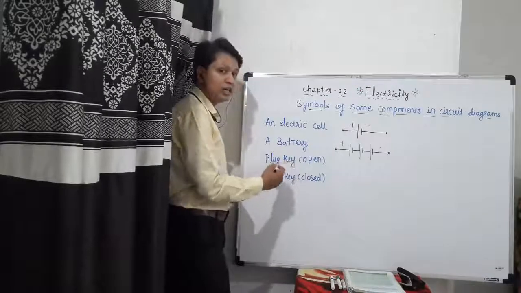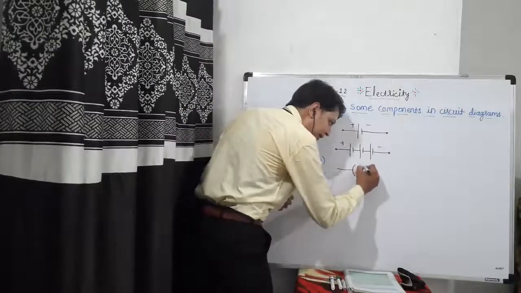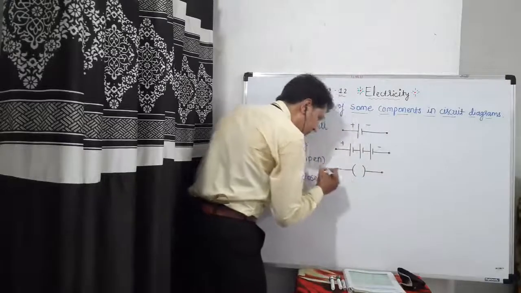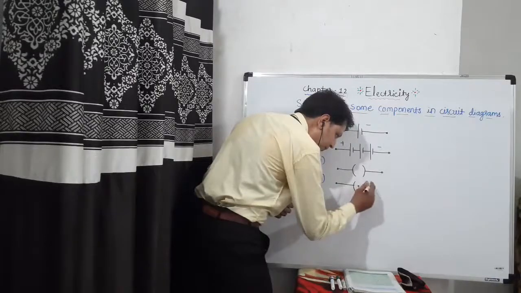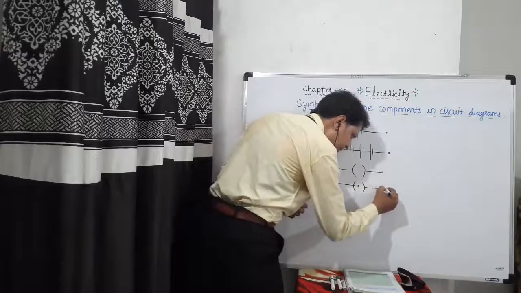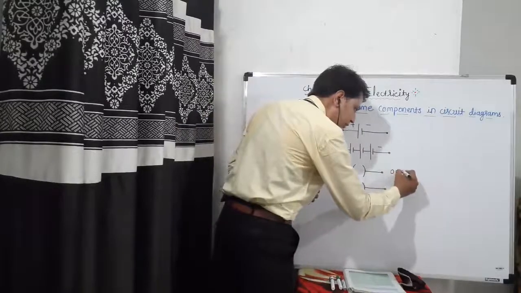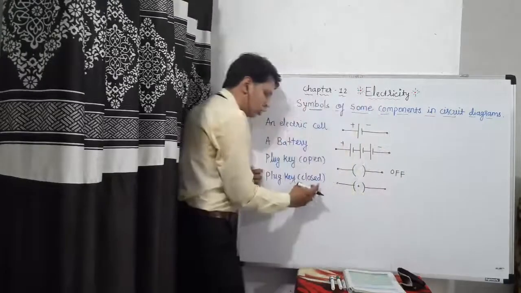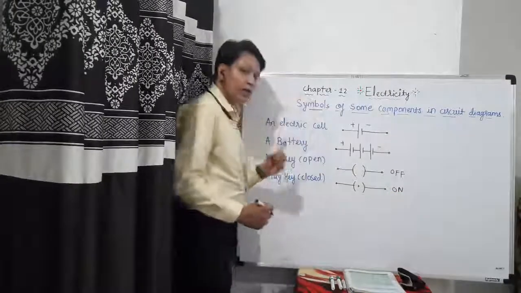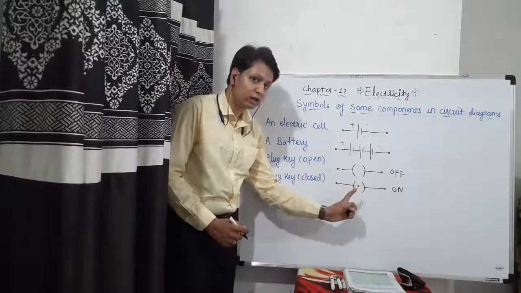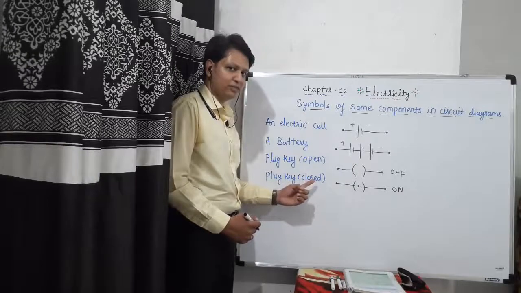Now a plug key or a switch, open condition, can be represented like this. Closed condition can be represented like this. Open represents the off condition of a circuit and closed represents the on condition of a circuit. So whenever a circuit is on, there will be a dot in this key, known as a plug key or a switch, in the closed condition.